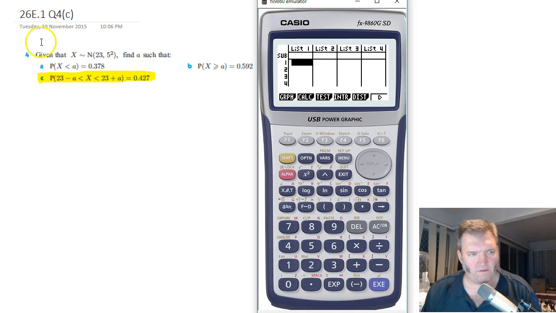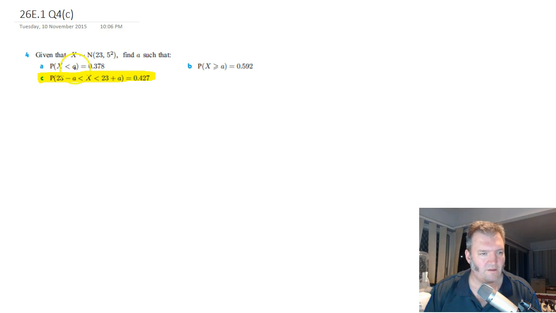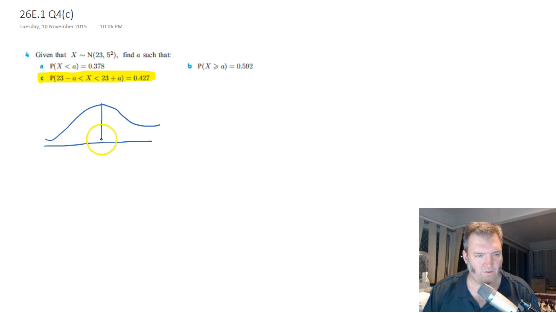Hey guys, we're just going to go through 26E.1 question 4 part C. So we've got a normally distributed set of data, mean of 23, variance of 5 squared, or a standard deviation of 5. I'm going to ask you to at least draw a little sketch and show something. We can reward you with some marks for that.